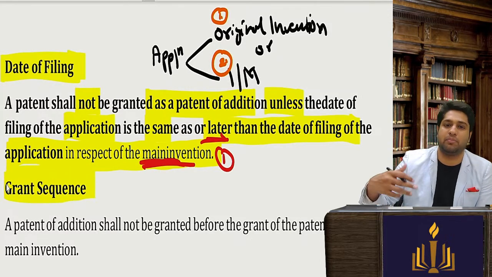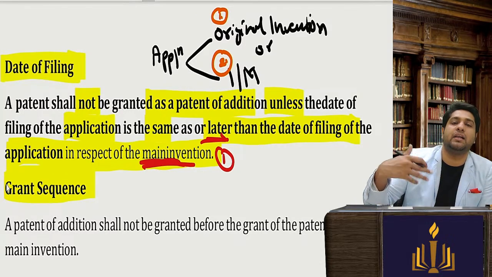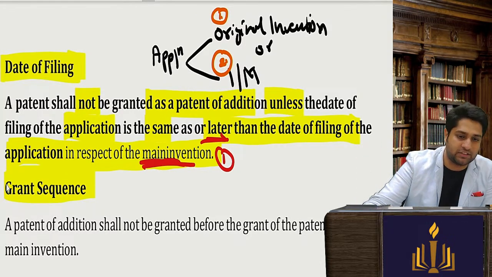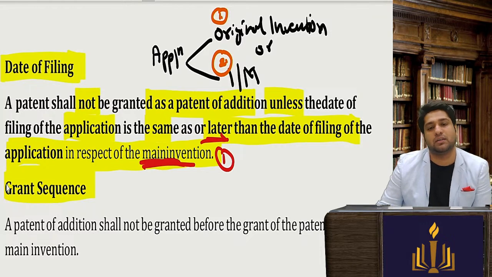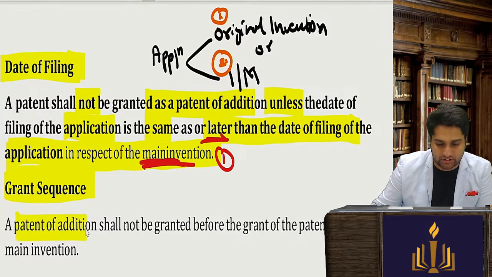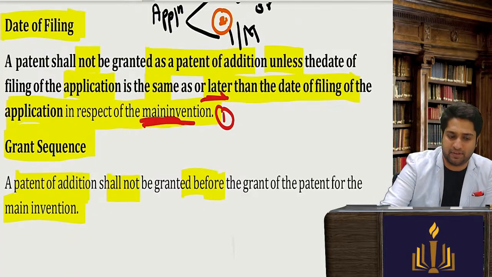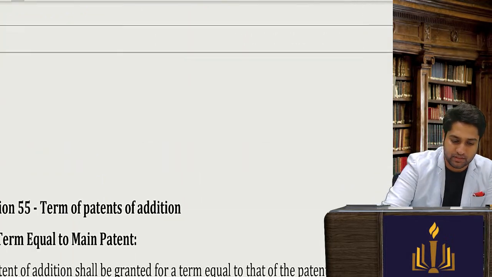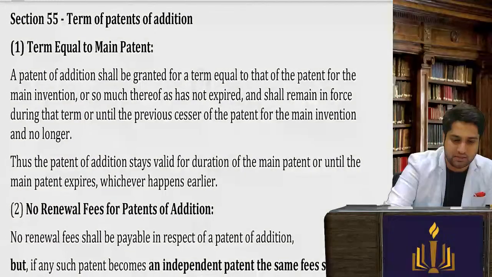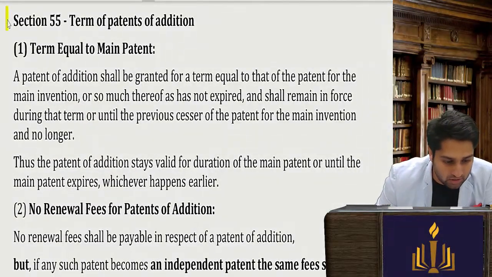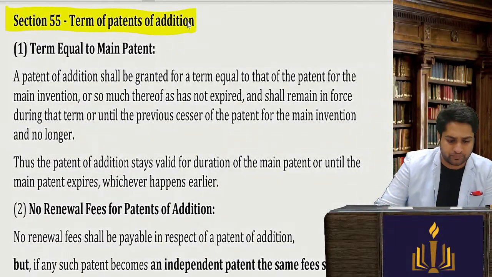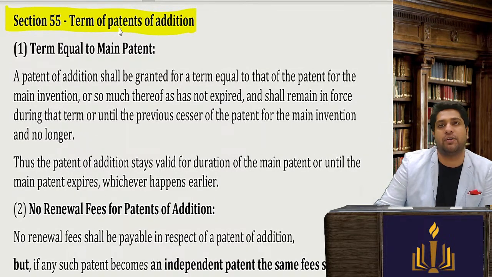Now obviously when the government is granting, they will grant the original invention first and only then the patent of addition. So the patent of addition shall not be granted before the main invention. Very, very simple, very, very easy. Next, section 55, term of the patent of addition.